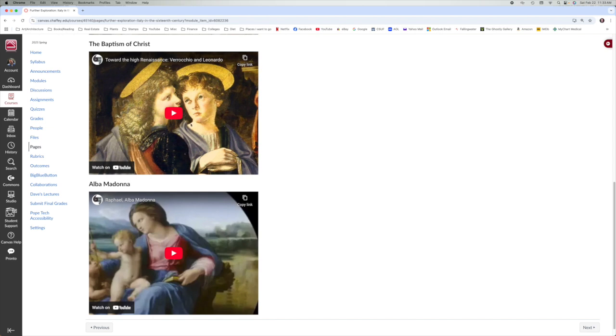One is on the baptism of Christ. This is the very first painting that Leonardo da Vinci takes part in. It's actually by the artist Verrocchio, but the angels here, which are actually just a little detail from the lower left side of the painting, we know that Da Vinci completed those, and a painting also here by Raphael.